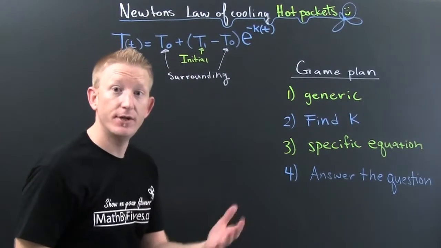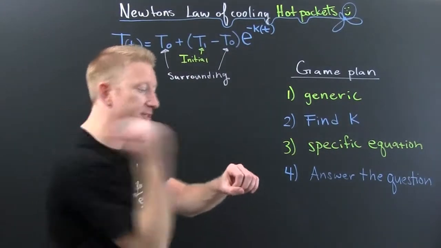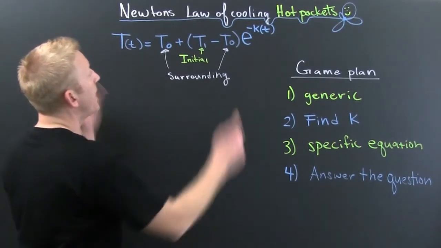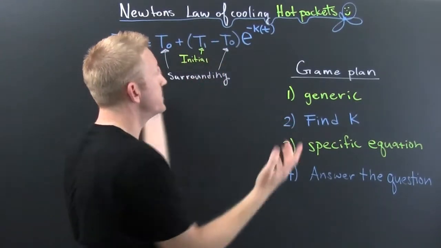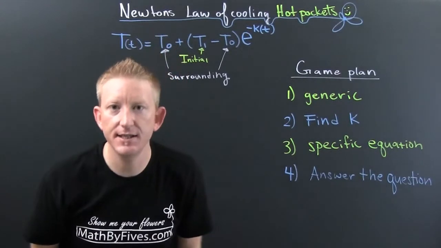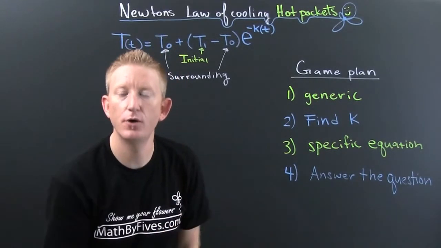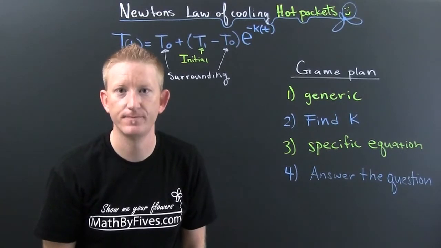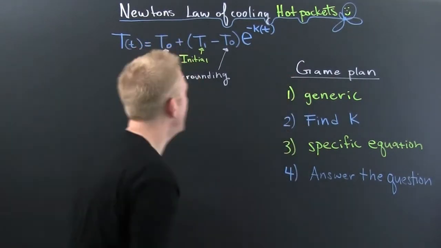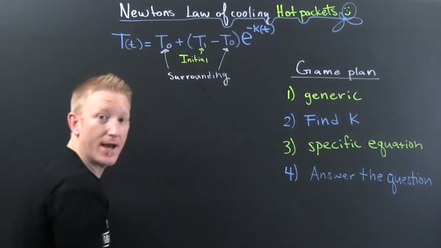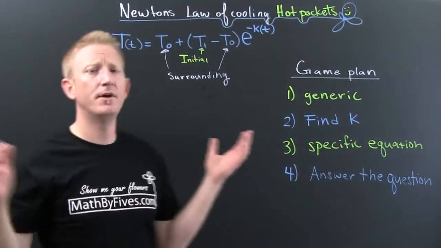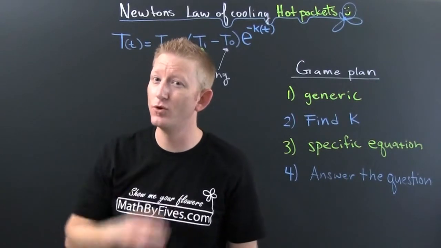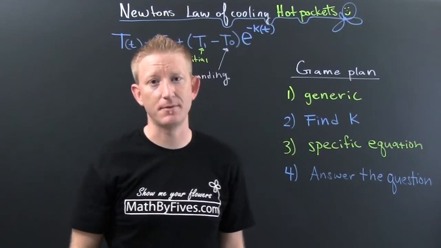T1 is your initial temperature. That was when we stuck the hot pocket right after it came out of the microwave. And then T0 is the surrounding. Now, that's T0 with the subscript 0, T-zero. It's not T-O. This isn't a reality show. So that's the surrounding temperature, meaning the temperature of my room, which was 78 degrees, kind of warm down here in Southern California this time of year.